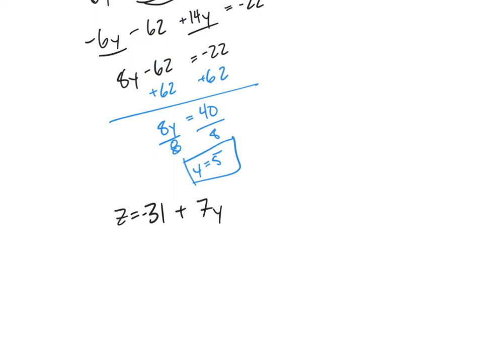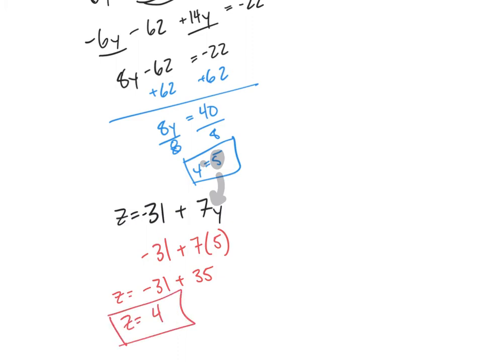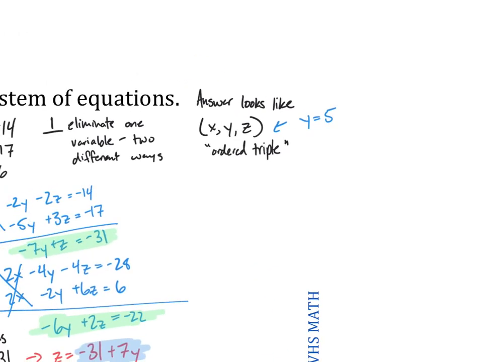Just kidding, it's negative 31. Okay, so I'm going to take that 5 and put it in here. So I get negative 31 plus 7 times 5. 7 times 5 is 35, so I get negative 31 plus 35. So z is 4. That seems like I'm making progress, so then let's record that.